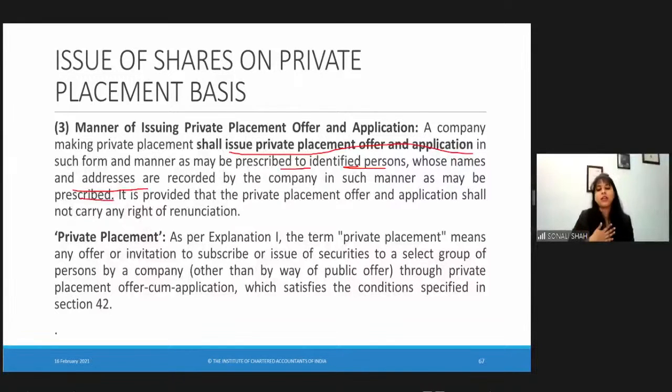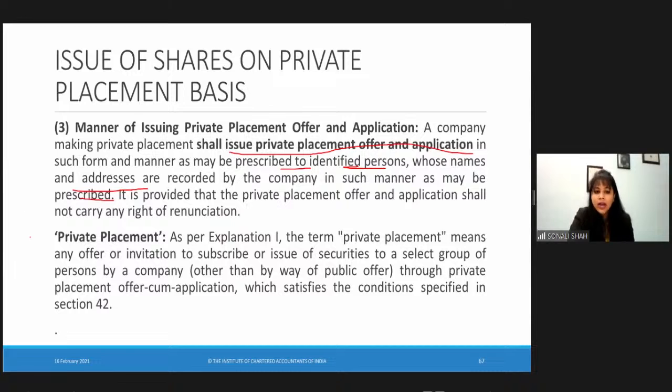Right of renunciation means the person cannot do away with his right. Supposedly, I have a right to vote. Can I renounce that right to vote? No. Similarly, the right to private placement, he cannot renounce that. He cannot do away with it. So what happens here is that the board of directors identifies the people to whom they want to issue an offer. The details, names and addresses of those people are recorded, and then an offer is made. How this offer is to be made will be prescribed under the rules.